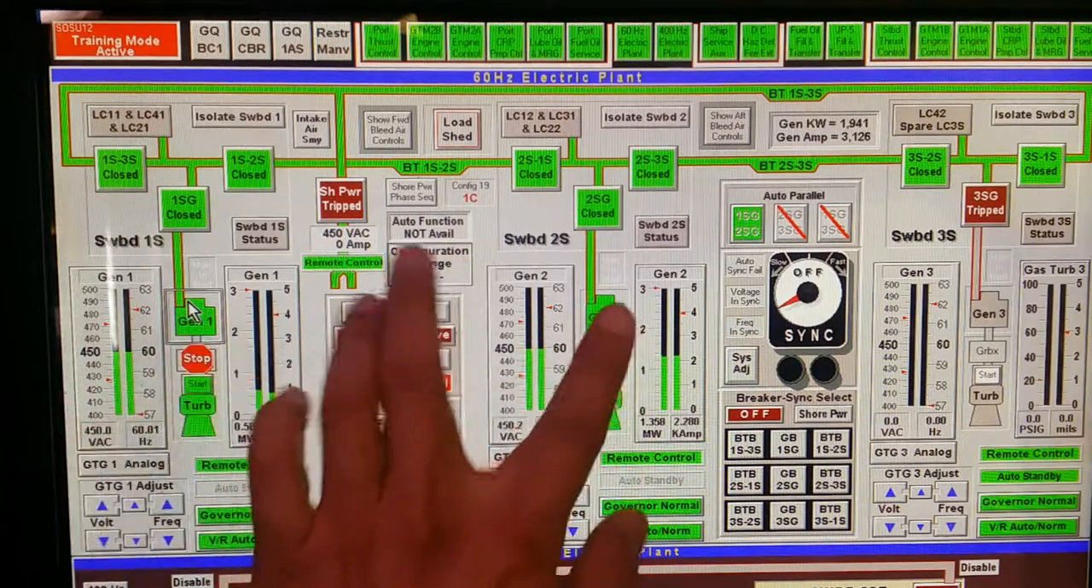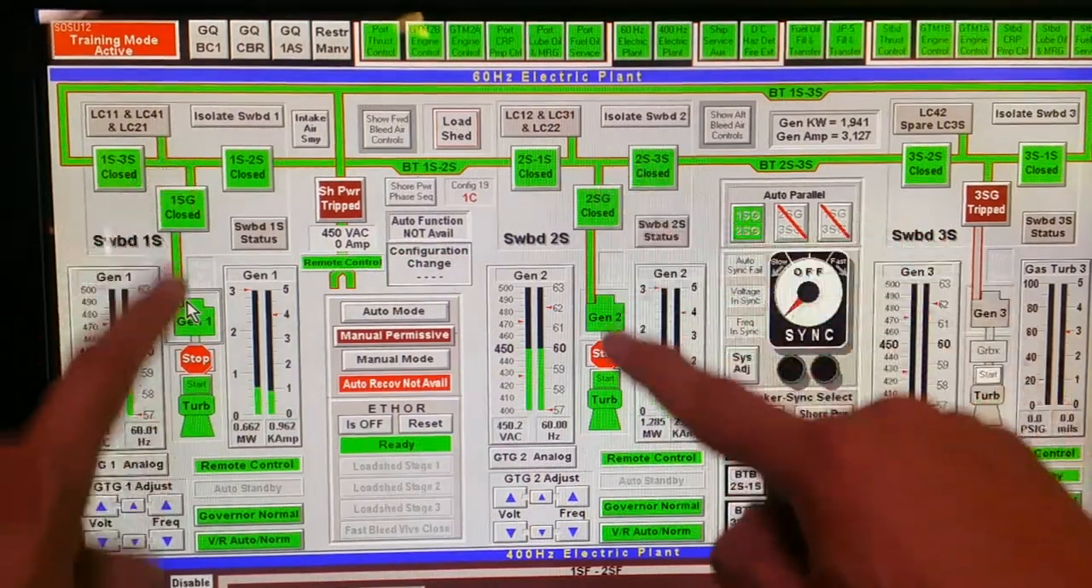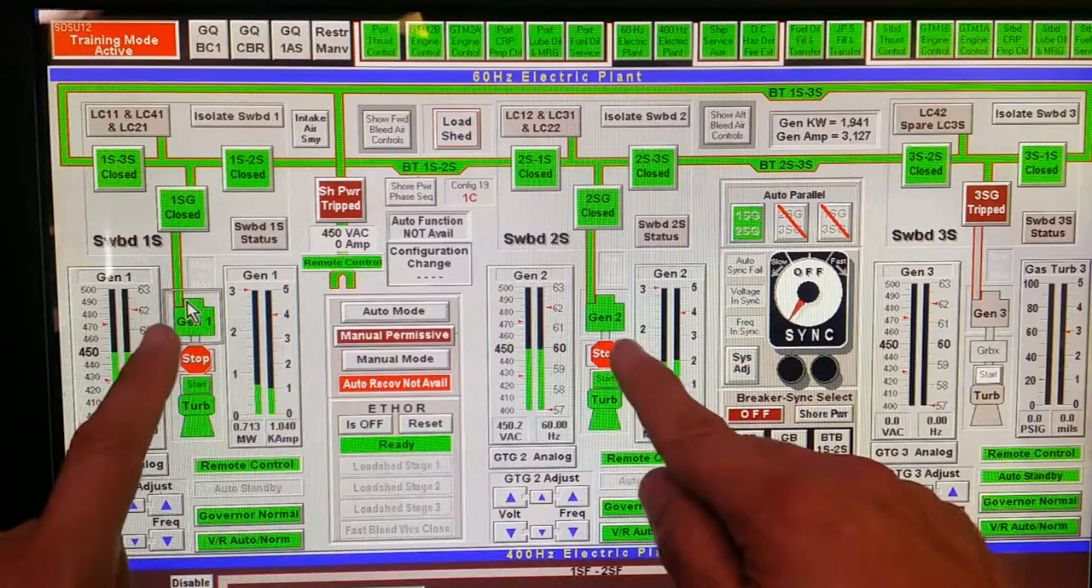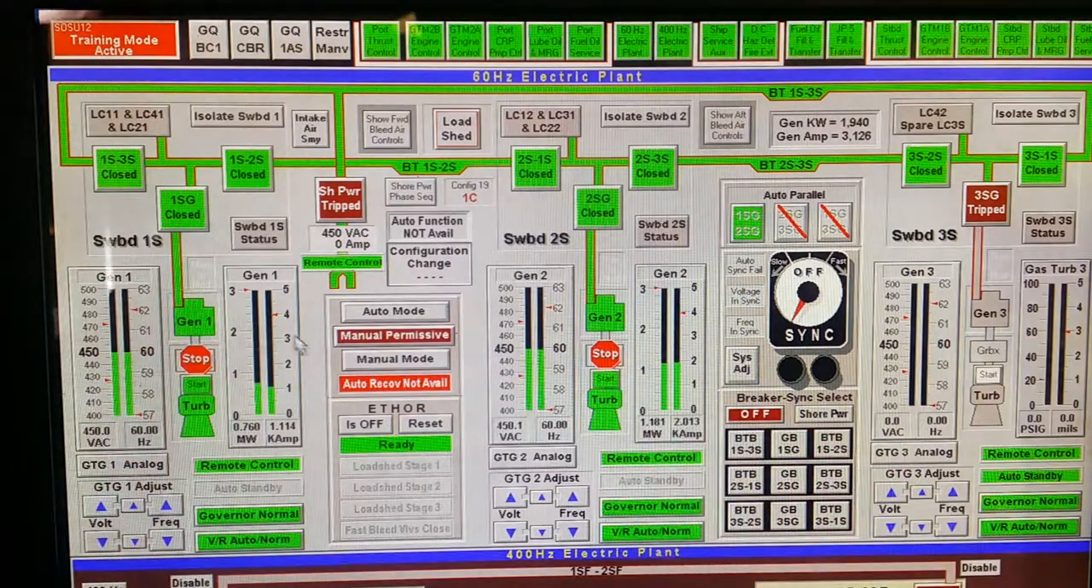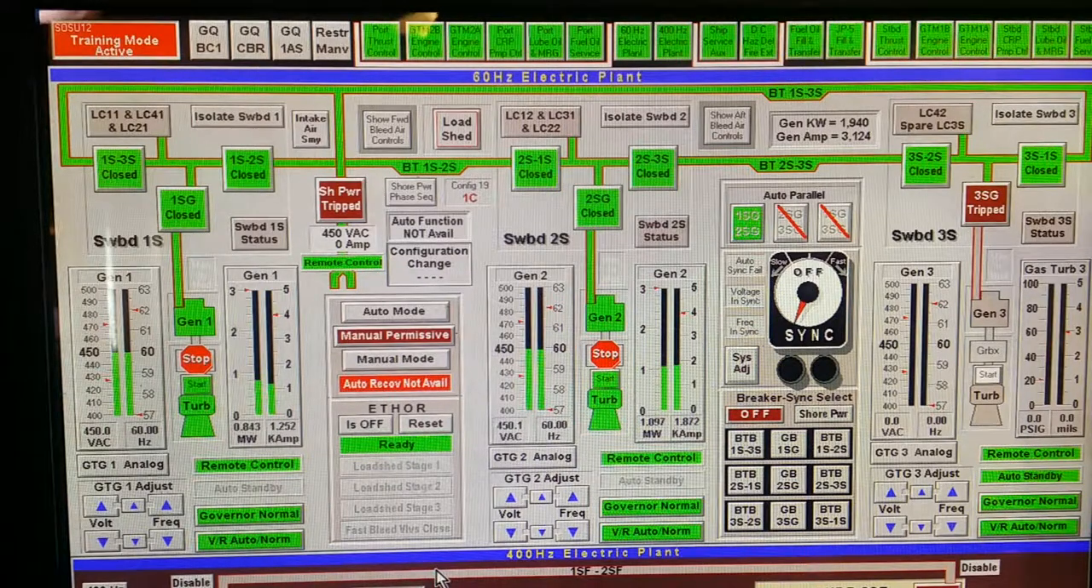And now both breakers are closed, and I'm providing power to the bus with both generators. That means that both generators right now are running in what is called parallel.